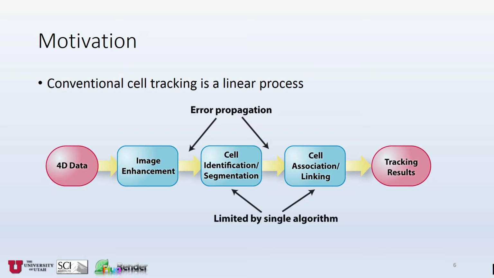This design may be also limited by the choice of algorithms. For each step, only one algorithm can be used at a time. One may say that we could choose the best algorithm, for example, for segmenting cells. But in reality, different algorithms are usually balanced by their advantages and shortcomings. The linear design doesn't allow different algorithms to work together. Finally, most tools lack the intuitive user interactions to diagnose and correct errors in tracking.